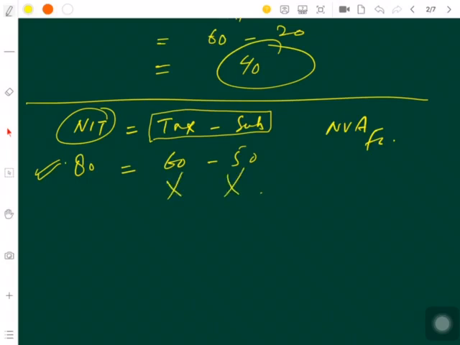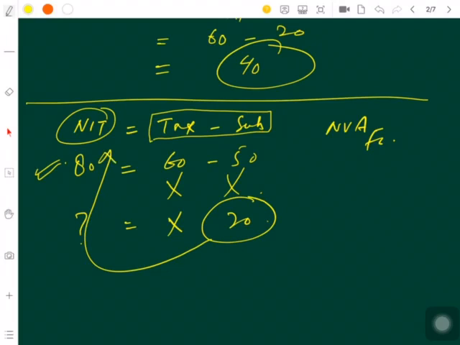Suppose, in any case, you have not been given NIT. You have not been given any taxes. You have been given only subsidies, let us say 20. So bear in mind that you will have to consider this 20 as NIT. We will presume that the other is 0 and it is already calculated. We don't have to look into it. That means it is a simple game.